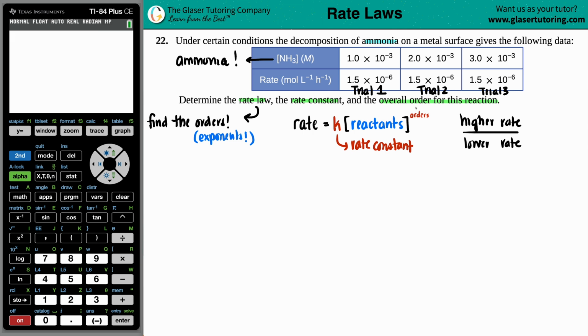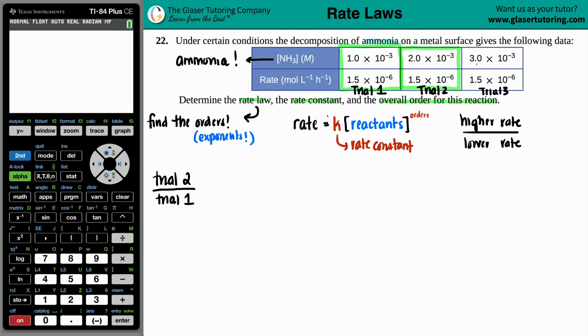And it doesn't really matter which one we choose. Whether we go trial 2 to trial 1, or trial 3 to trial 2, or trial 3 to trial 1, you'll still get the same answer. So as I work through one of the trials that I'm going to pick, you could try a different one and see if the answer matches with mine. In this case, I'm going to pick trial 2 over trial 1. You could do 3 to 2 or 3 to 1 and see if you get the same answer. So we're going to do trial 2 divided by trial 1.